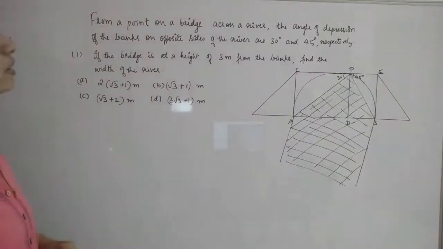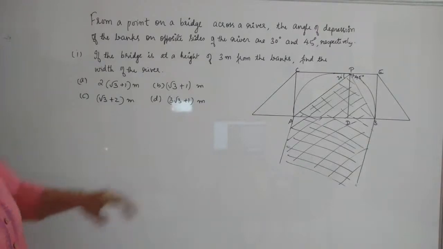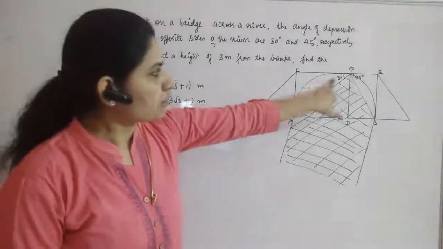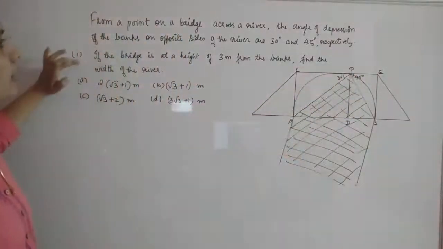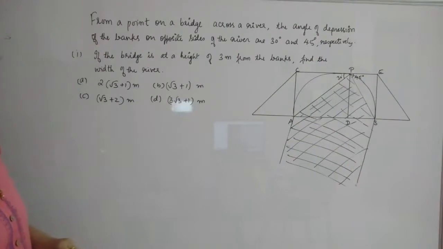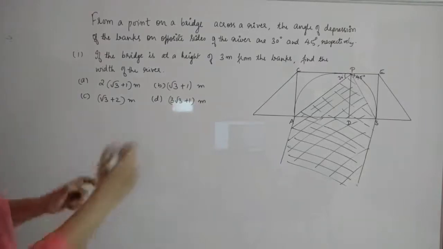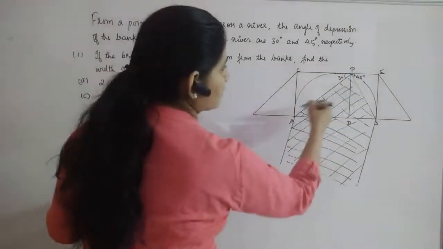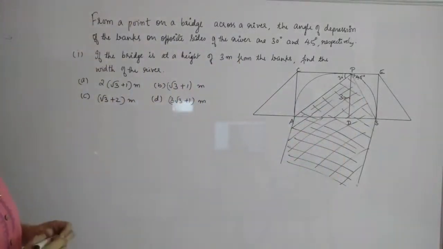From a point on a bridge across a river, the angles of depression of the banks on opposite sides of the river are 30 degrees and 45 degrees respectively. You can see here the angle of depression is given as 30 degrees and 45 degrees. The question is, if the bridge is at a height of 3 meters, so this length will be 3 meters, what will be the width of the river?